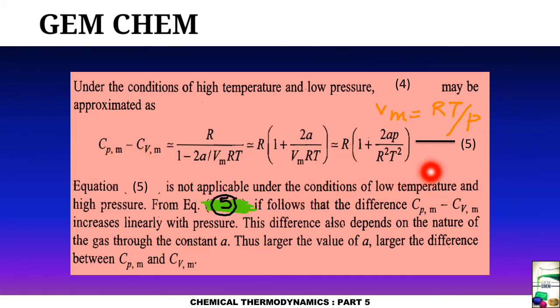It follows that this equation 5 is not valid at low temperature and high pressure, and from this equation 5, it follows that the difference between Cpm minus Cvm increases linearly with pressure. It is directly proportional to pressure, and this depends on the nature of the gas through the constant a. Okay, thus the larger the value of a, the larger the difference between Cp and Cv.